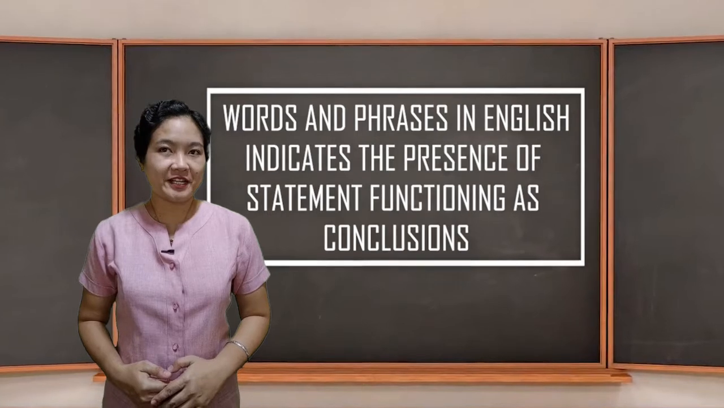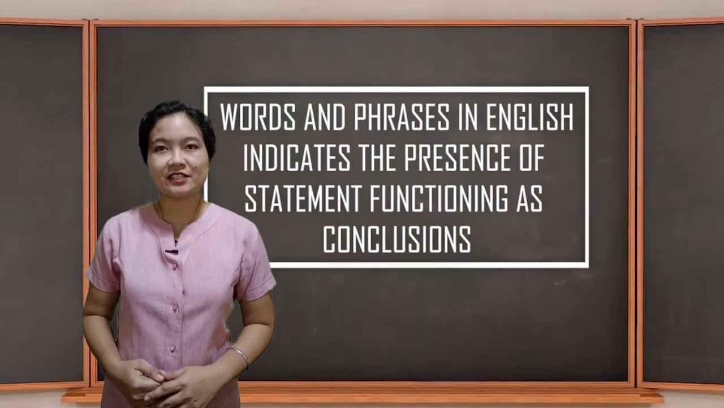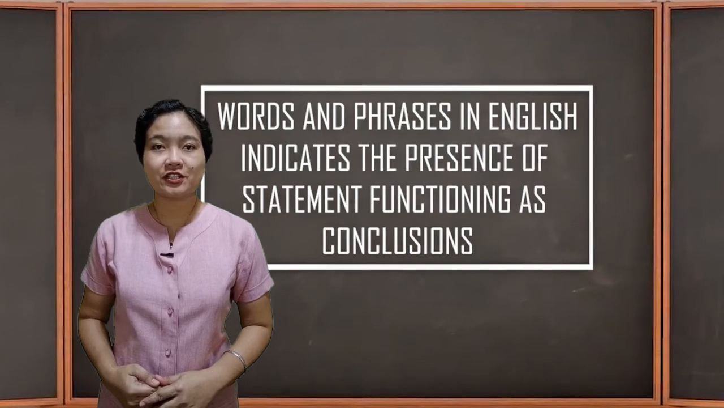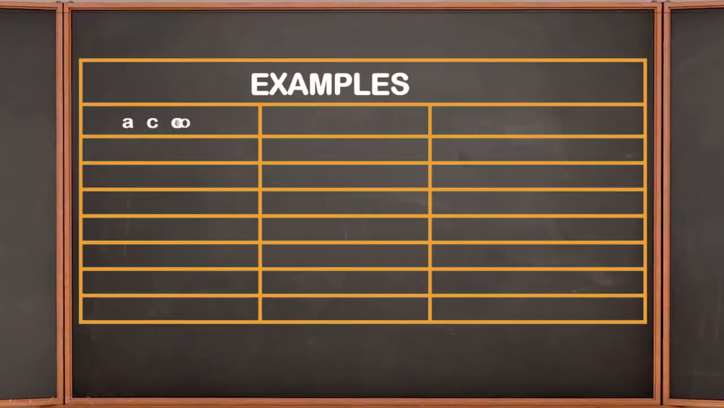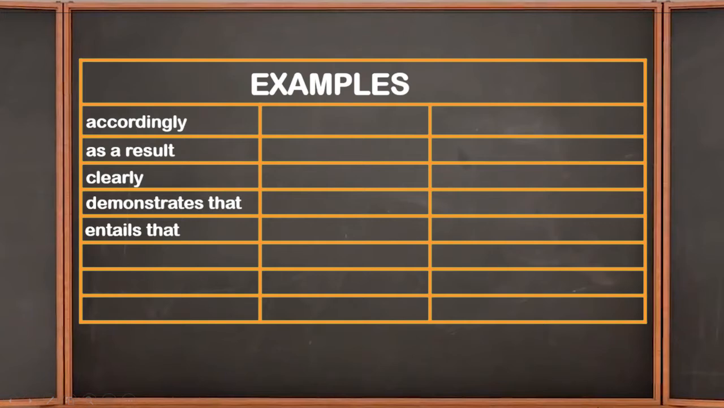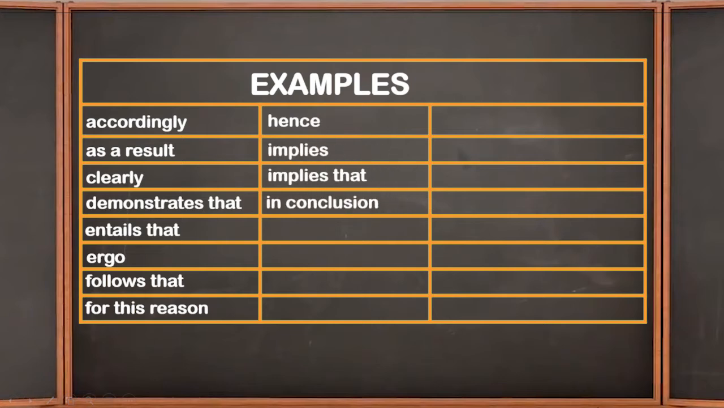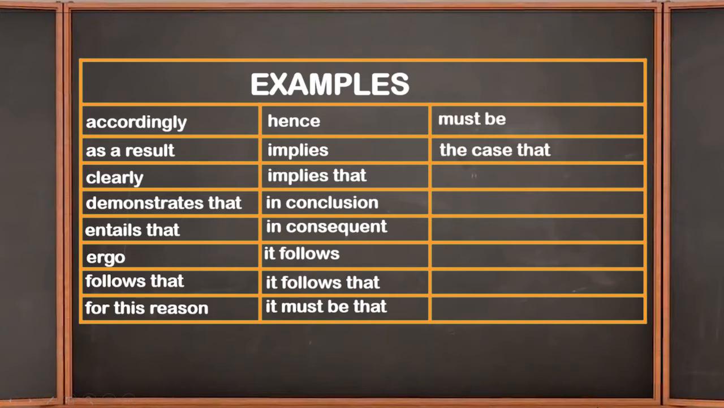Some common words and phrases in English that indicate the presence of statements functioning as conclusions are accordingly, as a result, clearly, consequently, demonstrates that, entails that, ergo, follows that, for this reason, hence, implies that, in conclusion, in consequence, it follows that, it must be the case that, necessarily, therefore, thus, shows that, so, and we may infer.